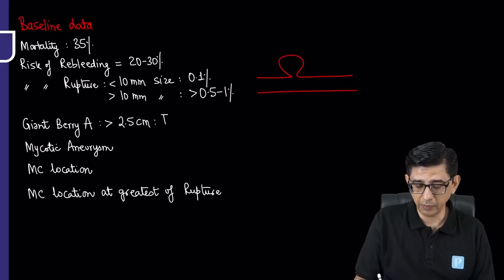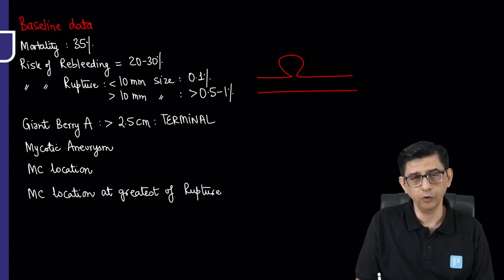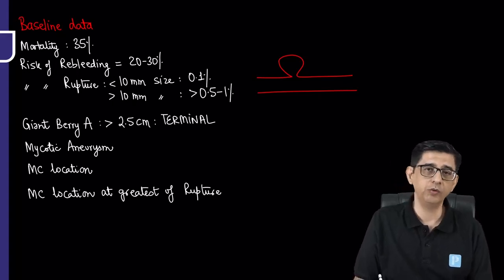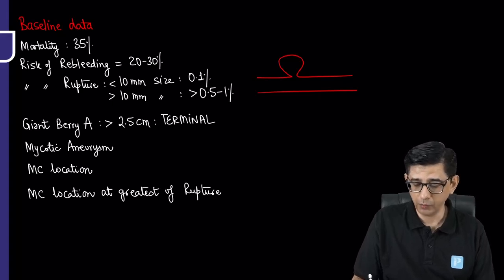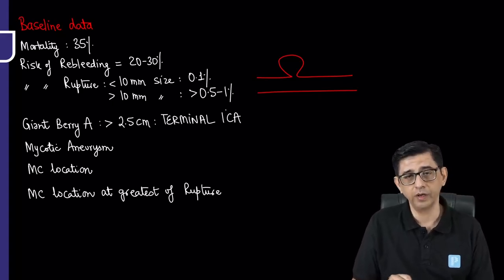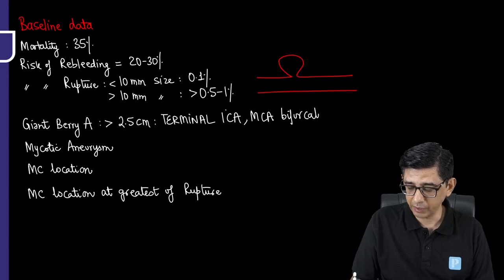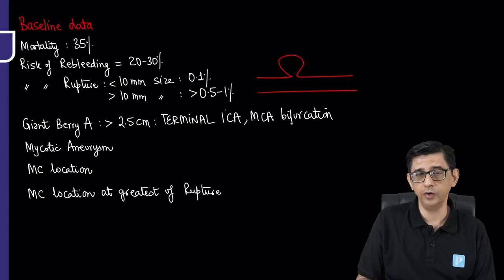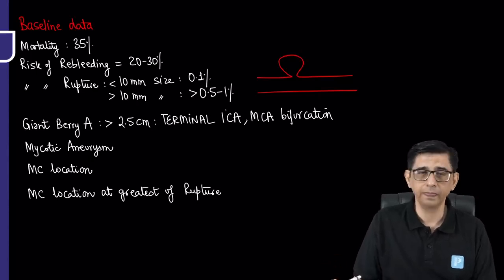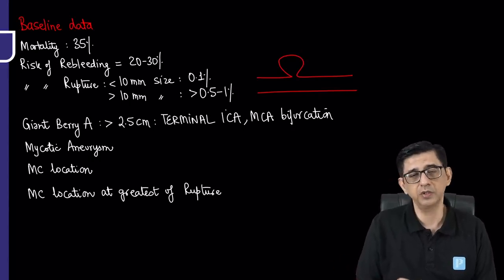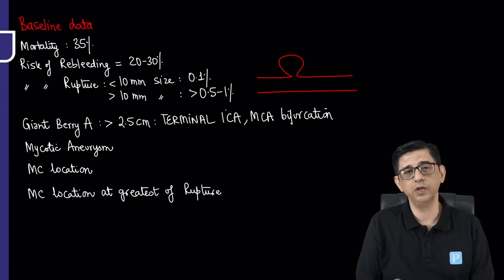And if he says giant berry aneurysm and says what is the location, then do not answer ACOM. Obviously, because anterior communicating artery is a smaller artery, so you will have to answer a bigger one here, and the bigger one would be terminal internal carotid artery. So please pay attention to the fact that if he just says what is the most common location, it is anterior communicating, but if he says the word giant berry aneurysm, then more than 2.5 centimeter terminal ICA. MCA bifurcation is the second best answer in case both are given in the MCQ.